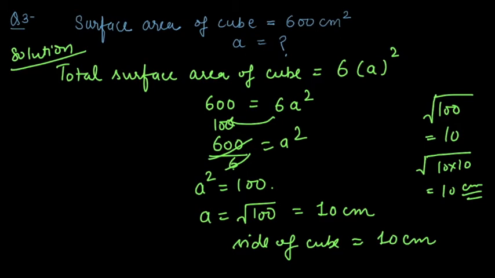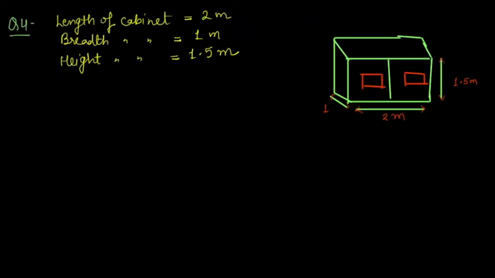Let's see question number 4. Question number 4 is Rukhsar painted the outside. You see a cabinet I have drawn here. She has painted the cabinet whose dimensions are given 1 meter, 2 meter and 1.5 meter. So the length of the cabinet is 2 meter, breadth is given as 1 meter and height is given as 1.5 meter. How much surface area did she cover if she painted all except the bottom of the cabinet?